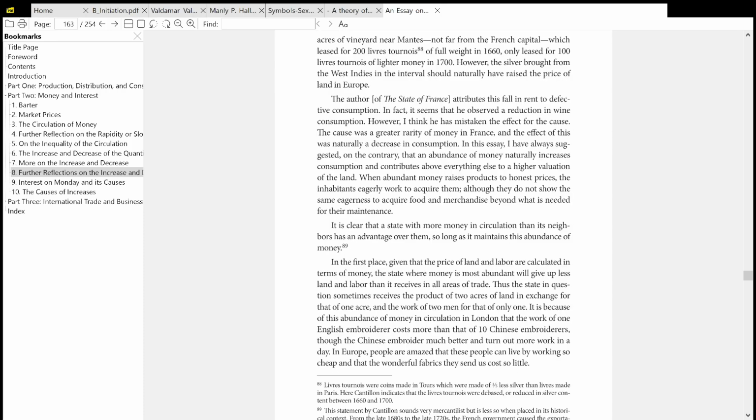In the first place, given that the price of land and labor are circulated in terms of money, the state where money is most abundant will give up less land and labor than it receives in all areas of trade. Thus, the state in question sometimes receives the product of 2 acres of land in exchange for that of 1 acre, and the work of 2 men for that of 1. It is because of this abundance of money in circulation in London that the work of 1 English embroiderer costs more than that of 10 Chinese embroiderers, though the Chinese embroiderer is much better and turns out more work in a day. In Europe, people are amazed that these people can live by working so cheap and that the wonderful fabrics they send us cost so little.